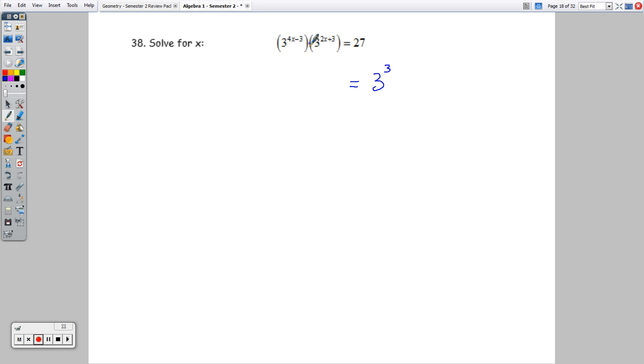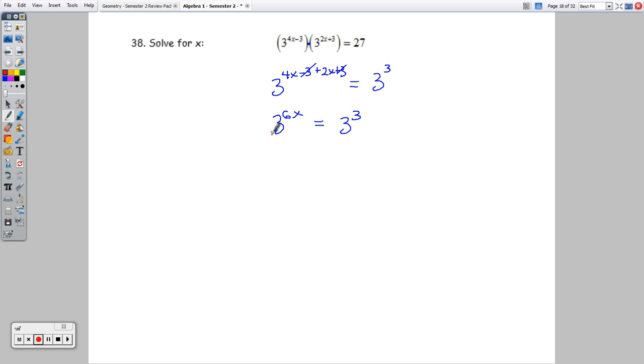And then here, if we're multiplying these together with the parentheses, that's the assumption, we're going to add the powers. We don't have a power to a power, we just have multiplication in between with the same bases. So we would have 4x minus 3 plus 2x plus 3. This would be 3, and then you could combine like terms in the exponent here. That'd be 6x, and then these 3's would cancel each other out. So 3 to the 6x equals 3 to the 3.